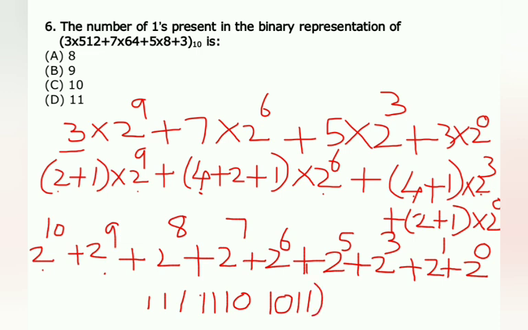So 1011 base 2. So now here we have a number of ones, so there are a total of 9 ones in the binary representation. So that's why the answer is 9.